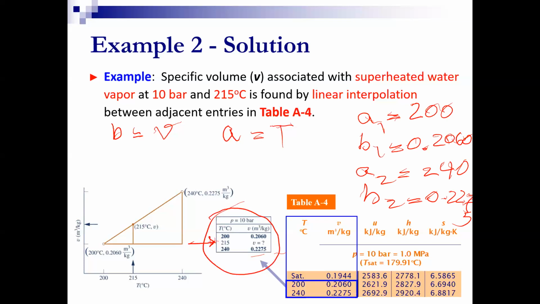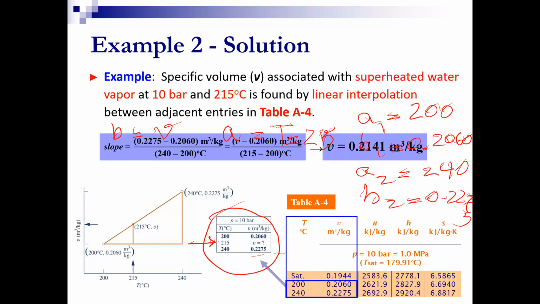A is given to me: A is 215. B is what I'm looking for. We plug this information into the formula and solve for B, and here's the answer: V, specific volume, equals 0.2141 cubic meter per kilogram. This is called single interpolation.